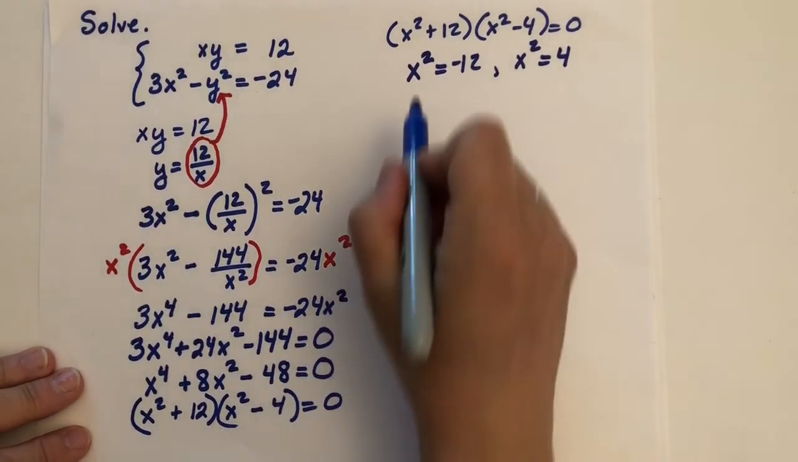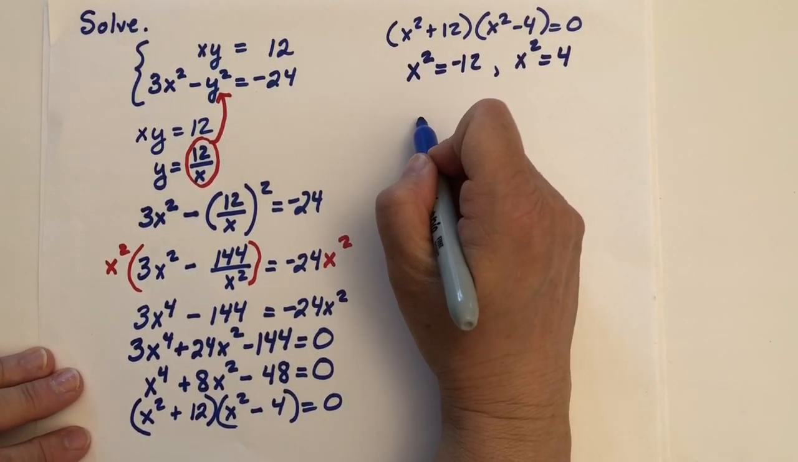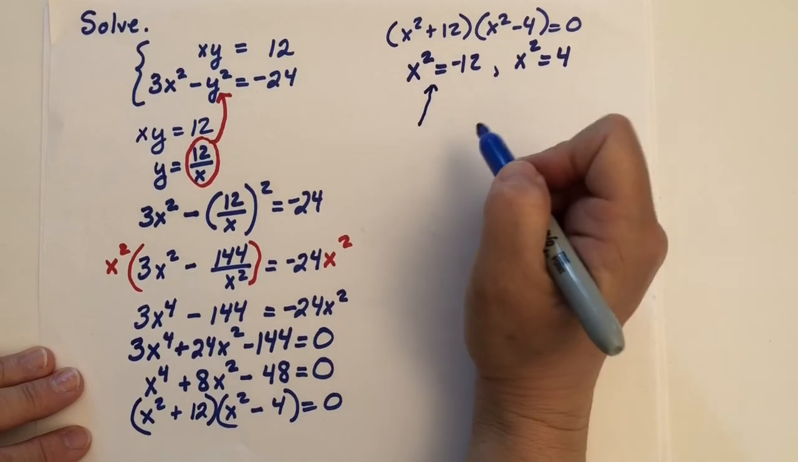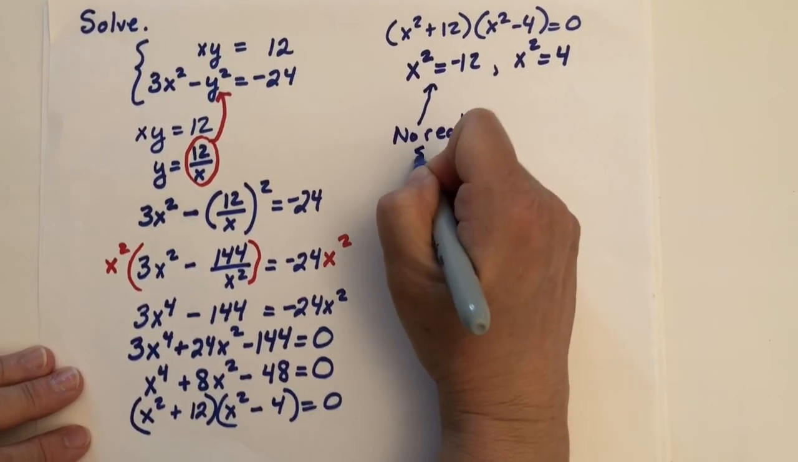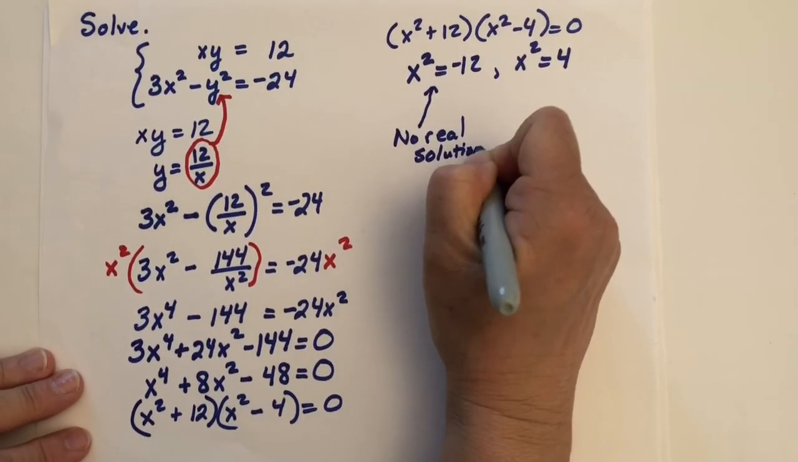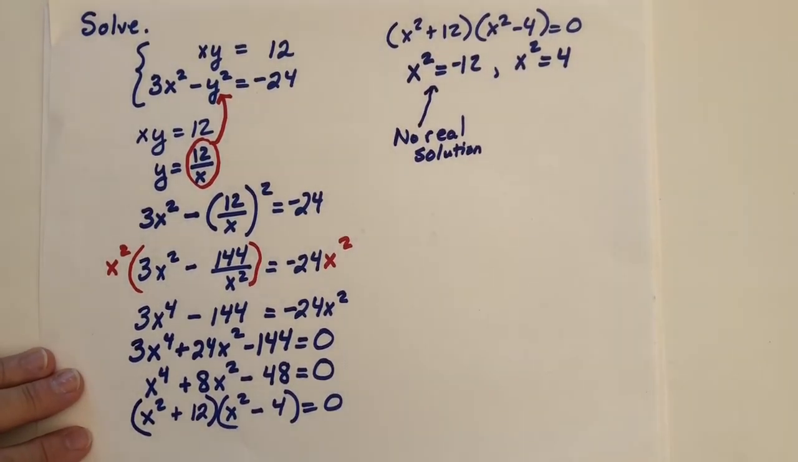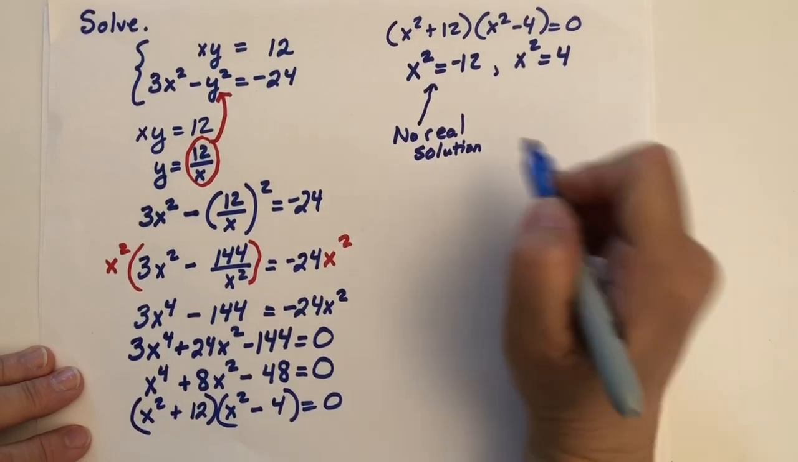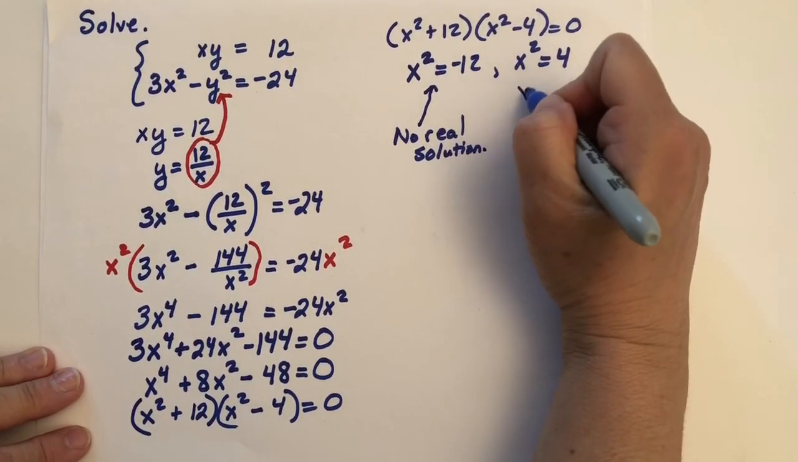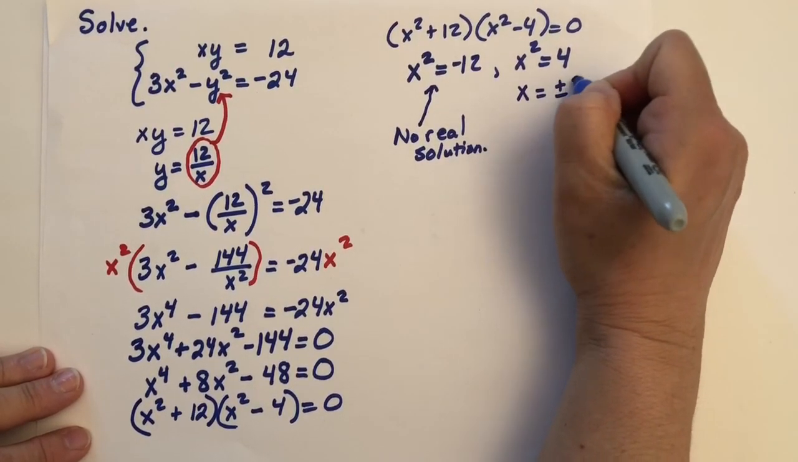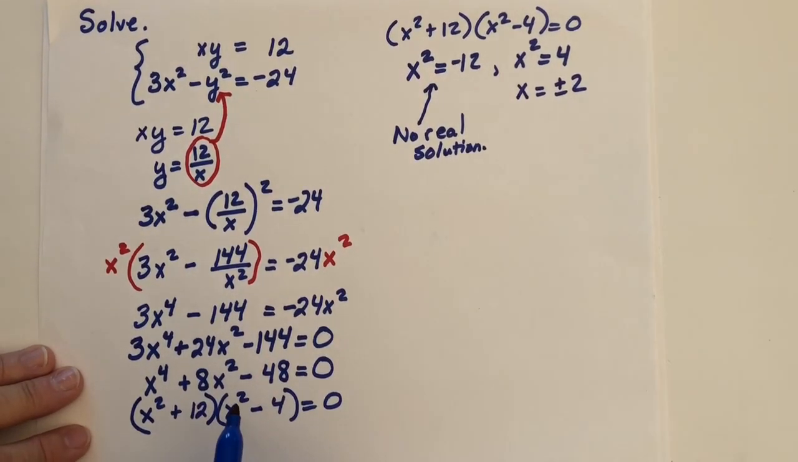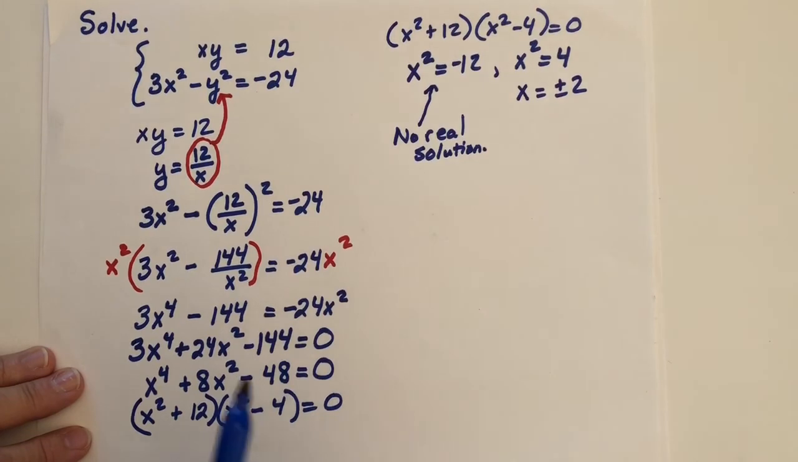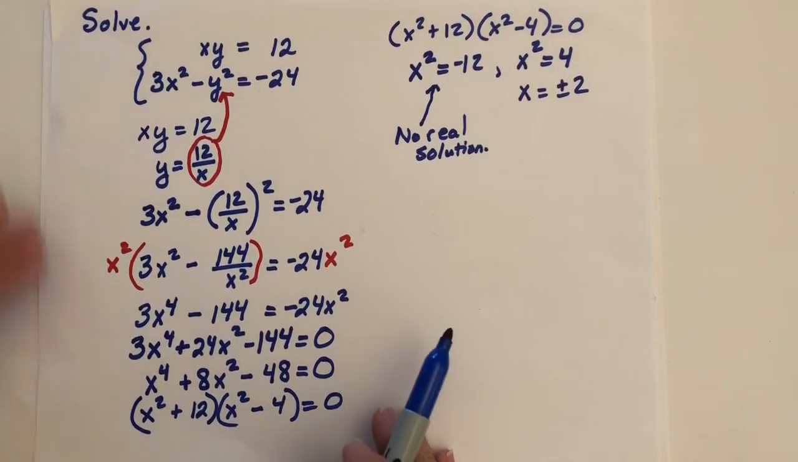Now, notice this one, if we were to solve for x, we would get non-real solutions. So there's no real solution that is generated from this equation. So let's move on to this one. We have x equals plus or minus 2. So we do have two x coordinates. x equals 2 and x equals negative 2 for this particular system.